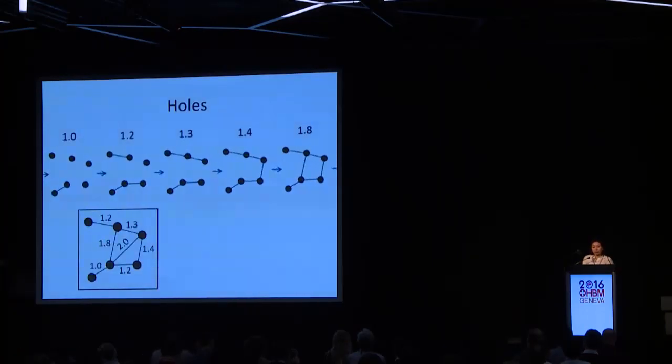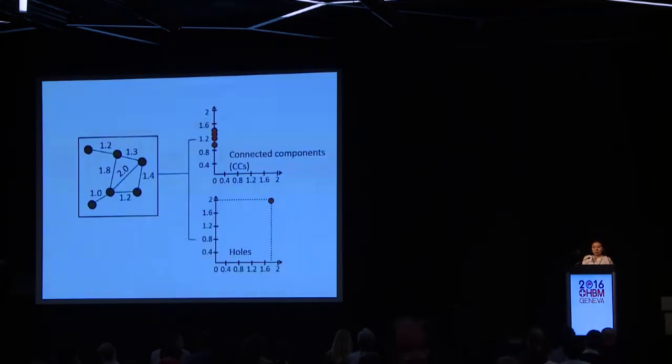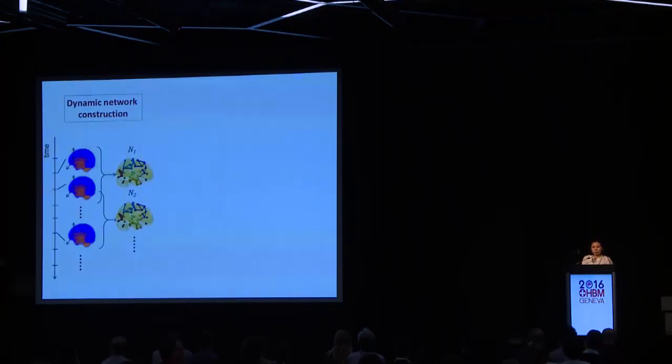In the case of a hole, it is somewhat different from the traditional network analysis because in persistent homology, the triangle can be filled in like this. So the triangle is not a hole anymore. So in this example, there is one hole between 1.8 to 2. So we can visualize it in the persistence diagram like this. In this way, we can obtain the persistence diagram of connected components and the persistence diagram of a hole from one network. We apply this method to the brain network.